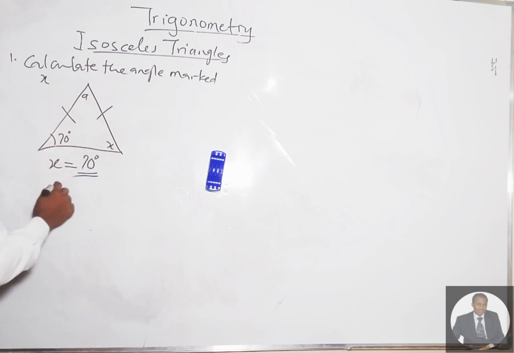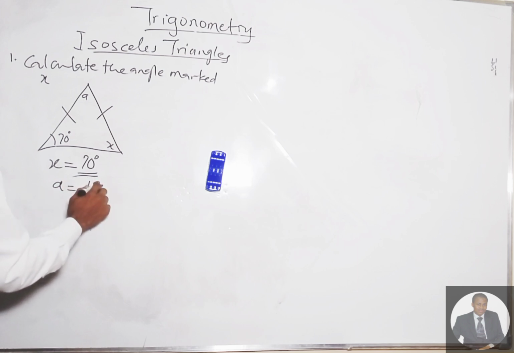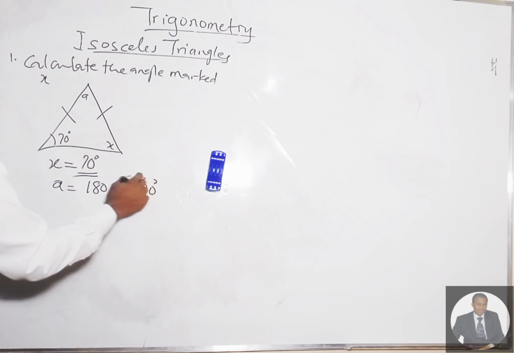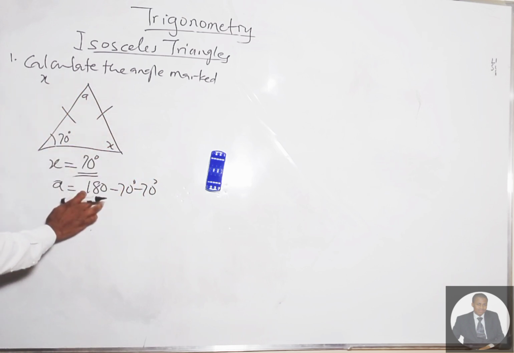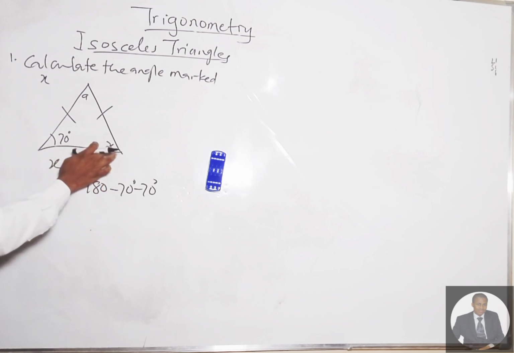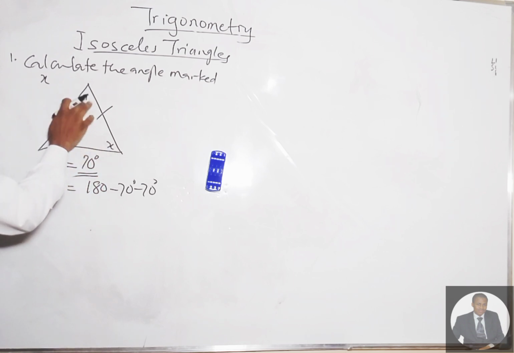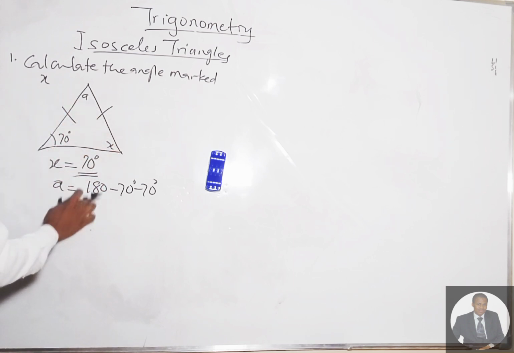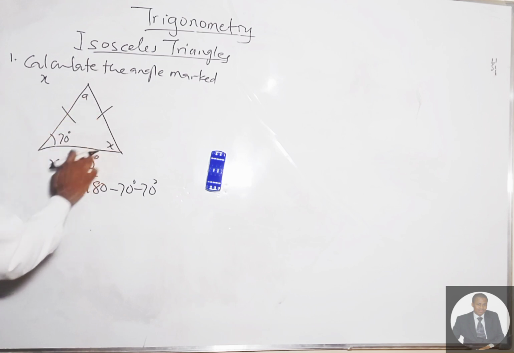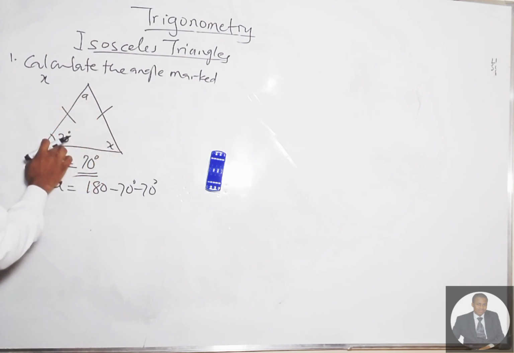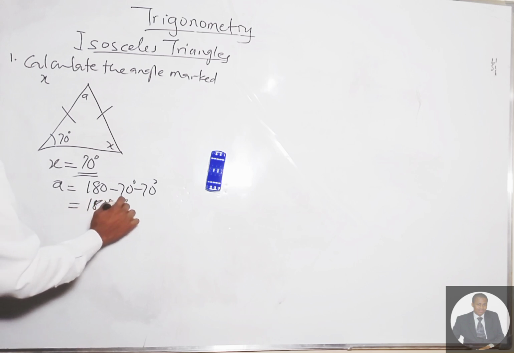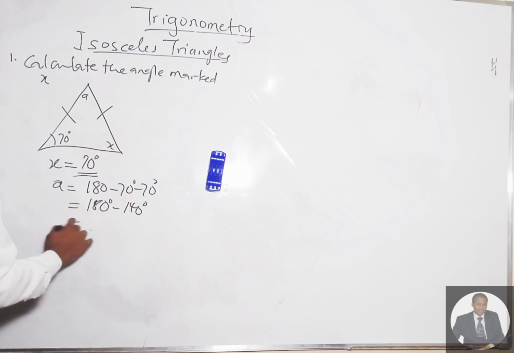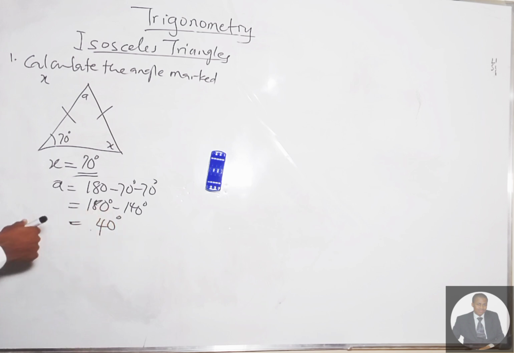If I were to look for a, what will a be? The sum total of angles in a triangle is 180. So x plus 70 plus a will be 180. If we are to look for a, since both base angles are equal, it will be 180 minus 70 minus 70. That's 180 degrees minus 140 degrees, and that gives us 40 degrees.